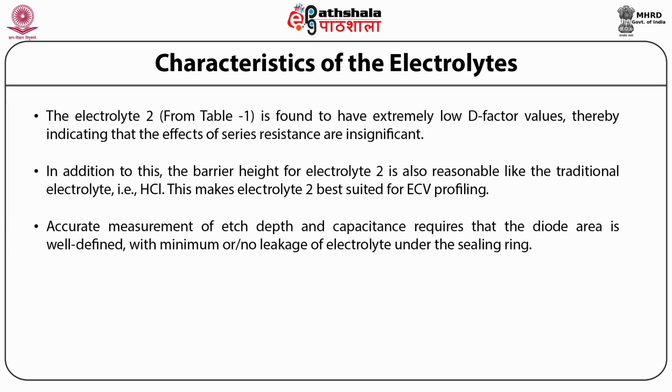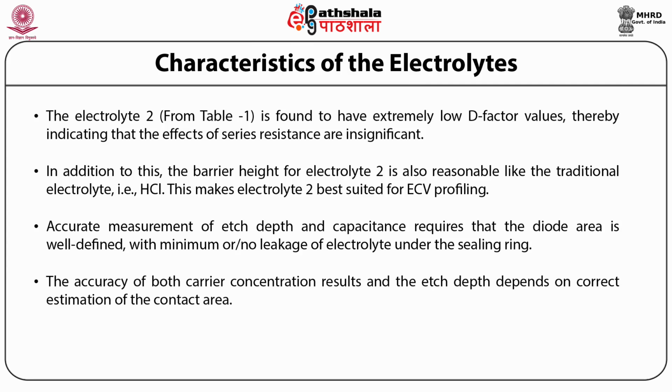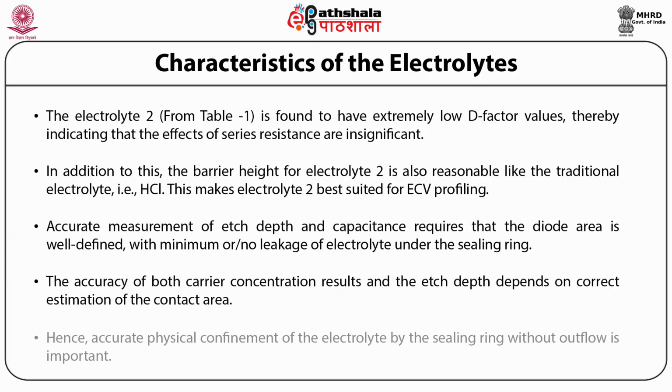Accurate measurements of etch depth and capacitance require that the diode area is well defined with minimum or no leakage of electrolyte under the sealing ring. The contact area definition is most critical. The accuracy of both carrier concentration results and the etch depth depends on the correct estimation of the contact area. Hence, the accurate physical confinement of the electrolyte by the sealing ring without outflow is important.